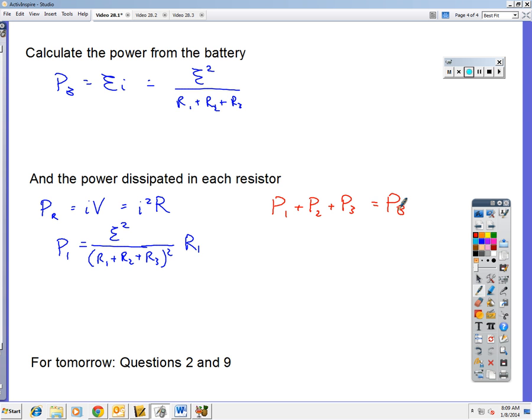Now, tomorrow I'm going to check questions 2 and 9 from chapter 28. Next video we'll look at multi-loop circuits, and then after that we'll look at capacitors and circuits.